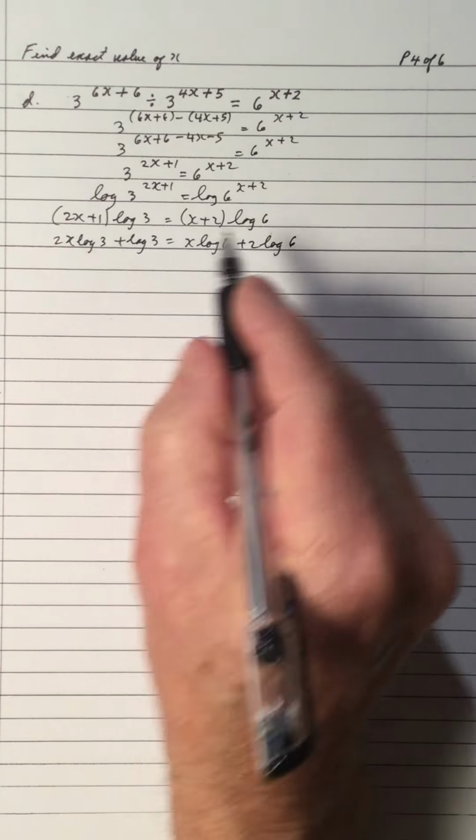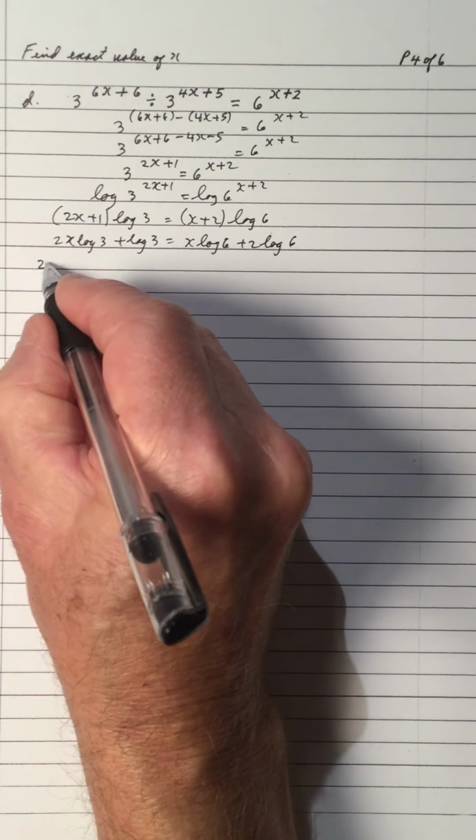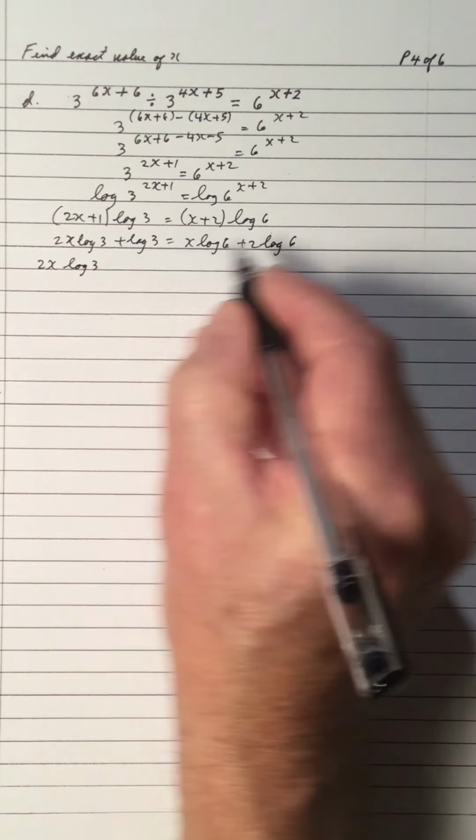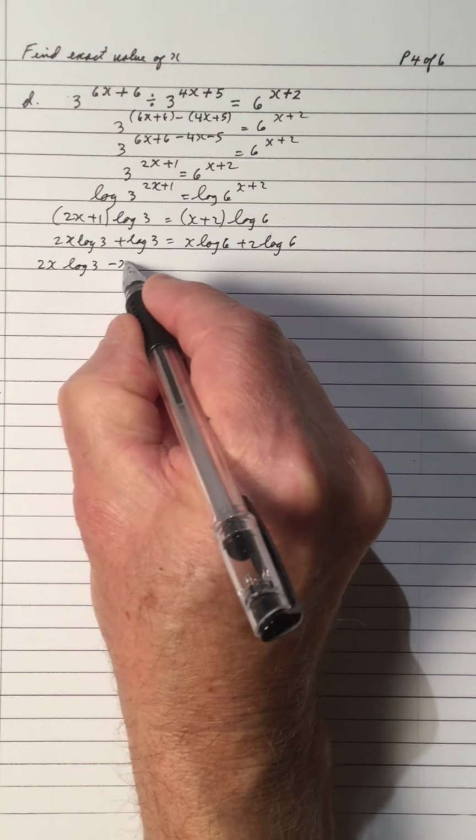Now we have an x here and an x here, so we'll group the x's to the left side. So this is a positive, so we make it a minus.